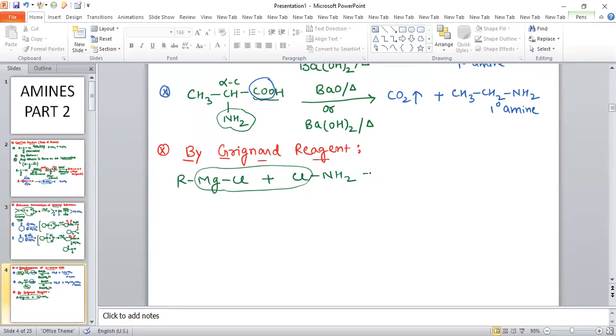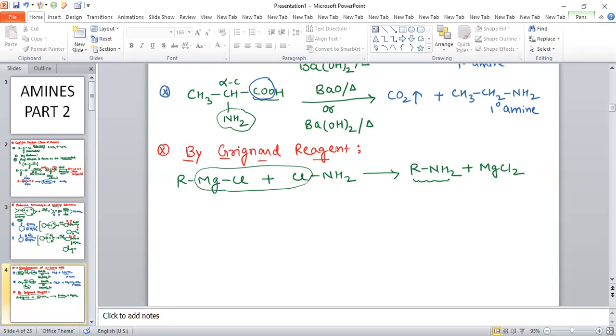And this MgCl2 is removed, and the product obtained after this reaction is basically RNH2, and MgCl2 is obtained as a byproduct. So this is also one of the methods for the preparation of amines. So these all are basically related to the preparation of amines.